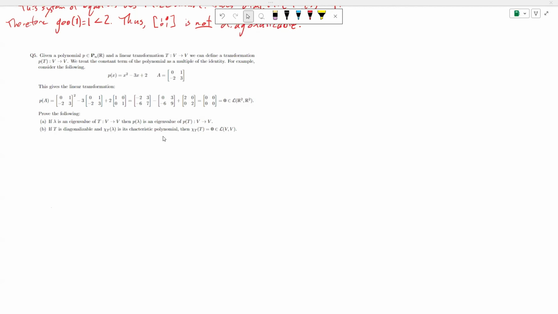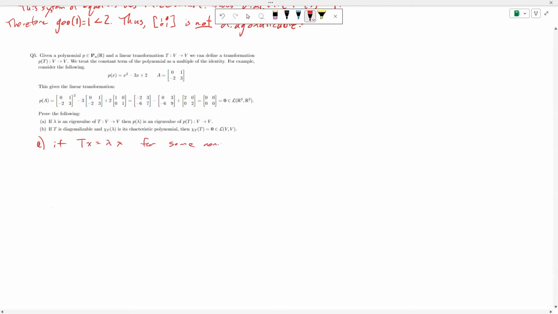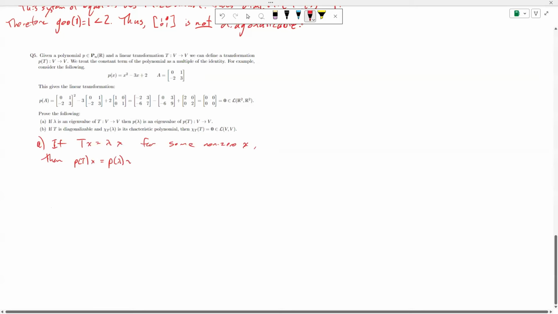And what we're going to show is that p applied to that lambda is an eigenvalue for p of T. So we want to show that for a, if T of x equals lambda x for some non-zero x, then p of T of x equals p of lambda times x.